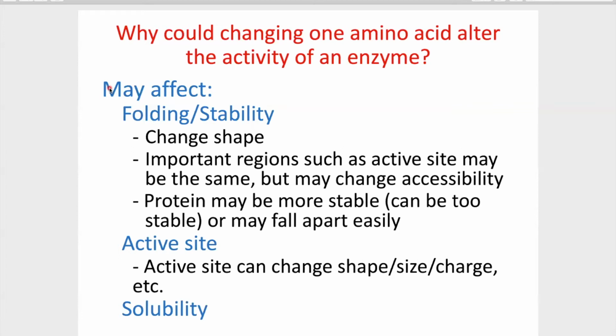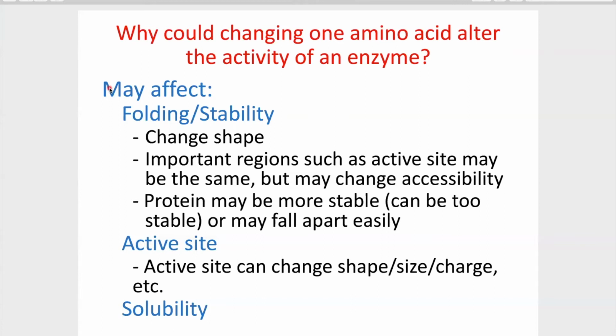Or a protein may be more stable, and can be too stable, right? As is the case for RNase Sa wild type. It's an extremely stable protein. Or it may fall apart easily, right? You could have a detrimental mutation that prevents proper folding, or it's folded but in a weaker state, a higher energy folded state instead of a lower energy folded state. It could cause it to fall apart easily.